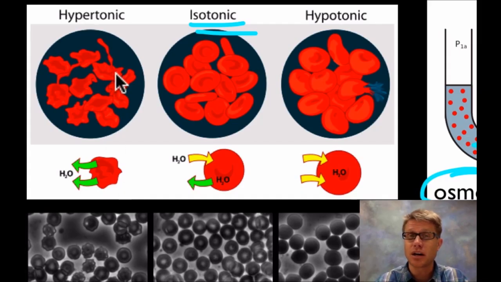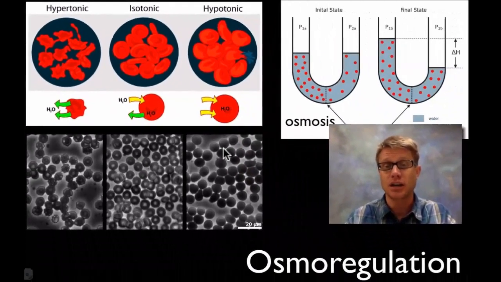If you put them in a hypertonic area, so if you put them in sugary water, then water is going to flow out. And you can see that the red blood cells are going to shrivel up. Likewise, if you were to put them in distilled water, water is going to flow in and they're going to pop, or they're going to lyse. So it's really important to the cells in our body that they remain isotonic.